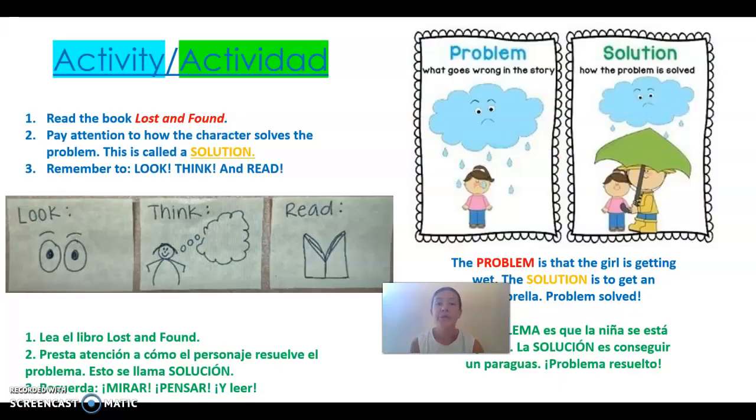So I hope you guys enjoy reading Lost and Found. It's a really good book about something that goes missing. So I want you guys to be thinking about how you felt anytime you've ever lost something, or if anything goes missing, and how you either solved that problem or how you think you would solve that problem. What would your solution be?